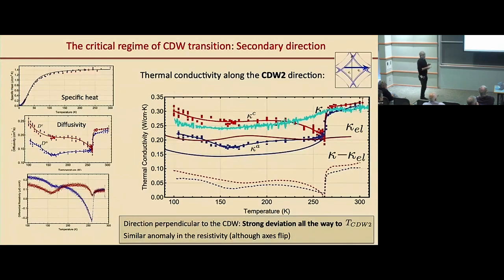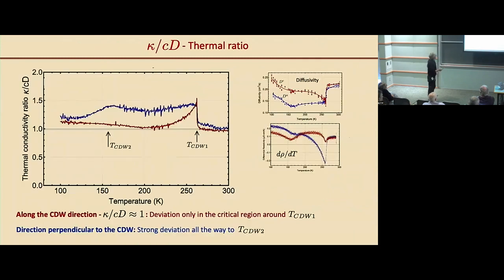But look at the perpendicular direction. It's very far from the thermal conductivity derived from diffusivity and specific heat. And so let's now look at the ratio. So this is the ratio, kappa over CD. That's in the primary direction, the C direction. You see that there is anomaly only in the critical regime.